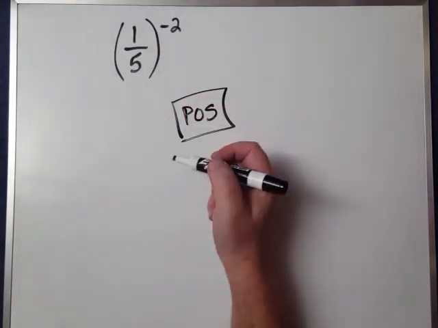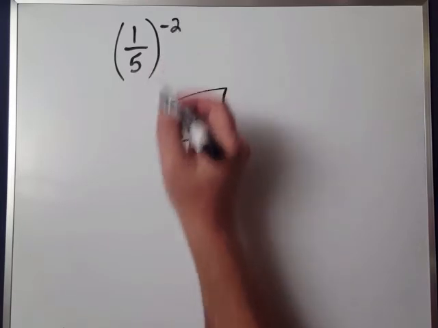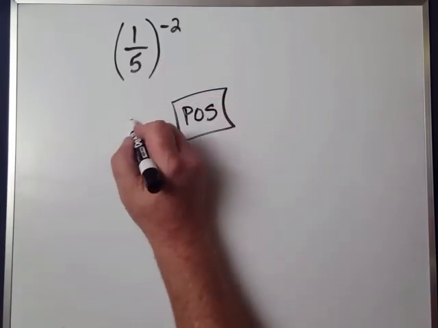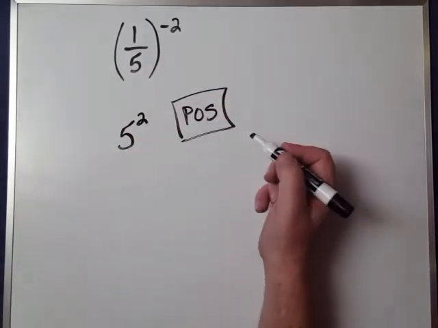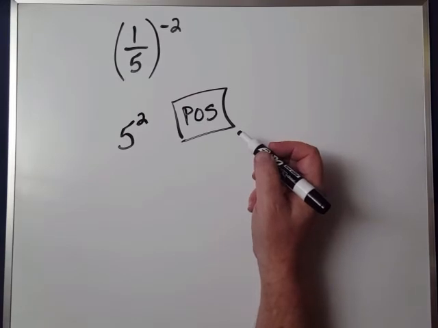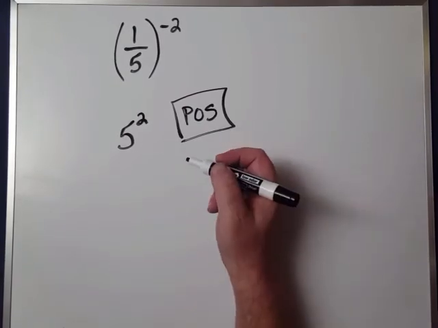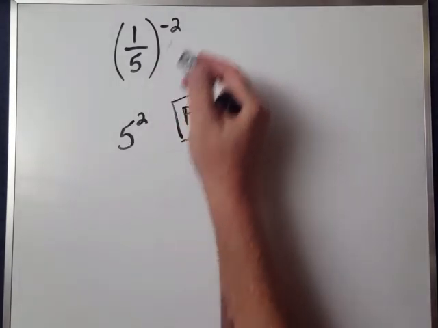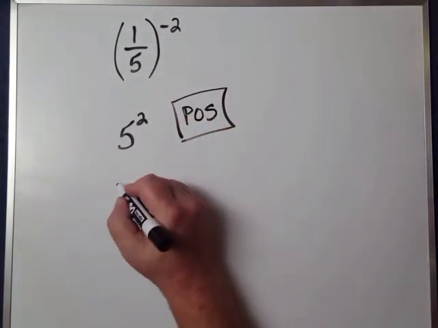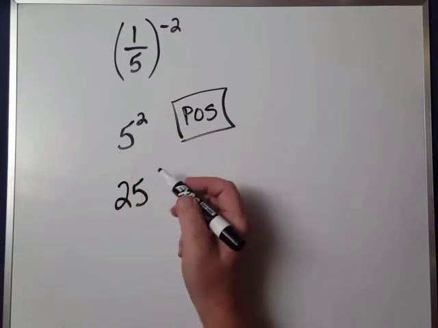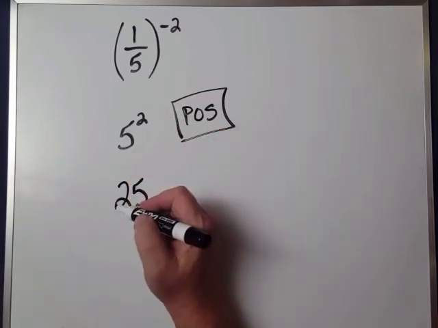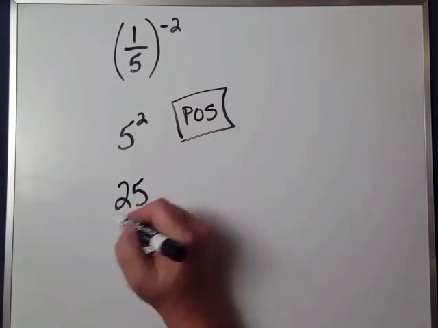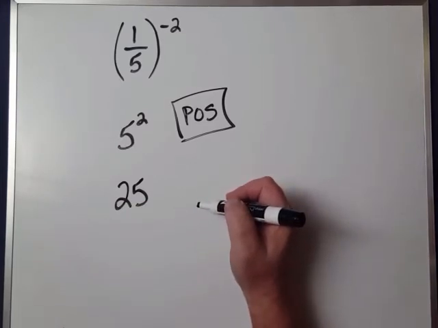Now, how would that work here? Well, a fraction to a negative is the same as its reciprocal to the positive. The reciprocal of 1/5 is 5. It's 5 over 1, but we don't write over 1. So it's the reciprocal to the positive, and a positive number to any power is going to be a positive answer. How about number 8?